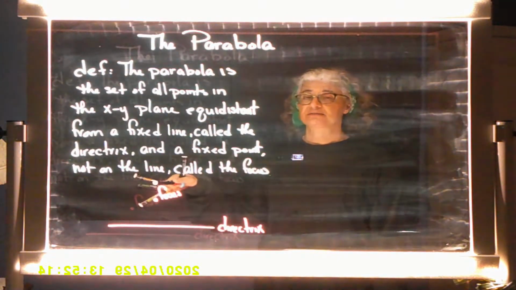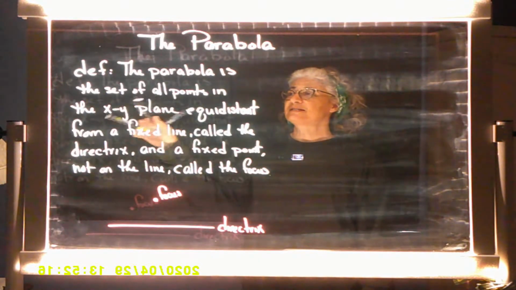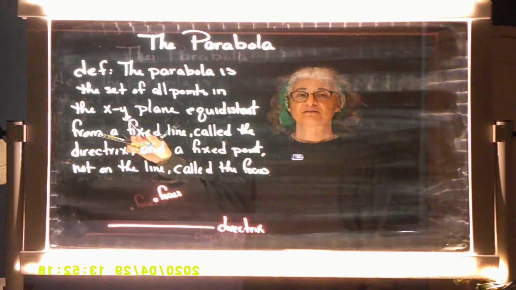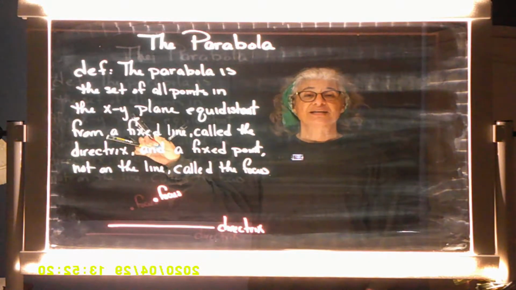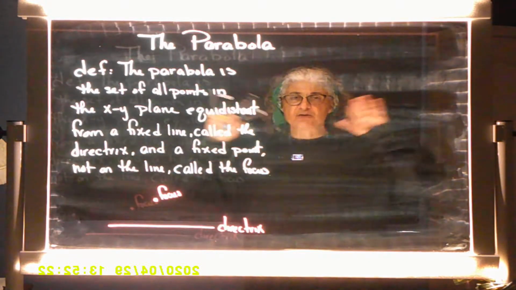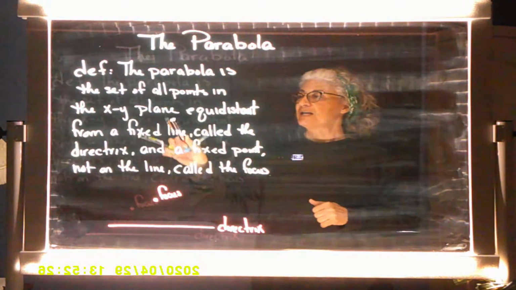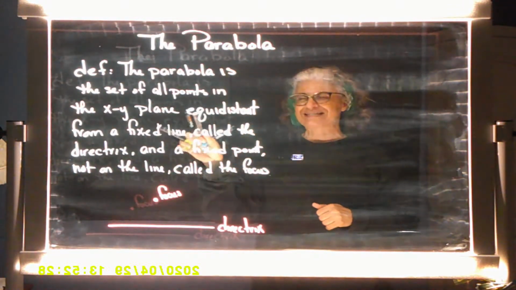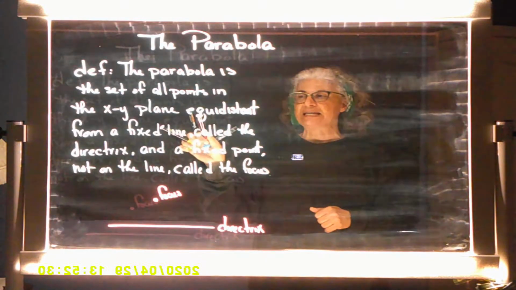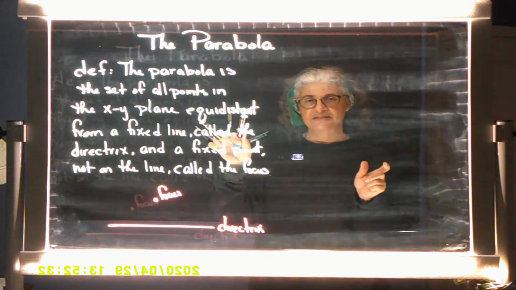So let me go back. It is the set of all points in the xy plane. We spoke about that before, right? That's that sheet of paper that goes out in all directions, so it's like a thin layer of the atmosphere. Equidistant means same distance, right? Equa is short for equal distance.